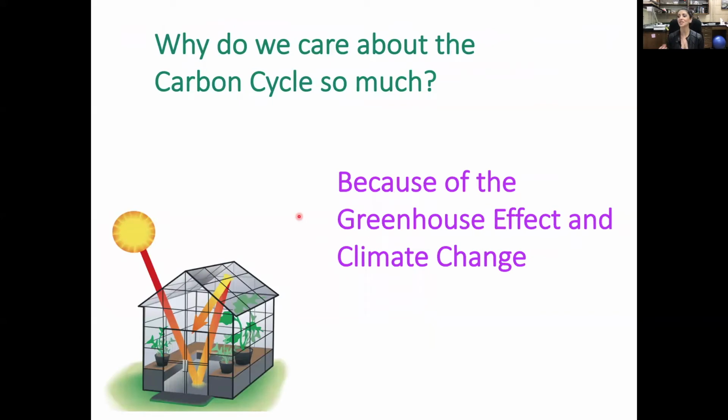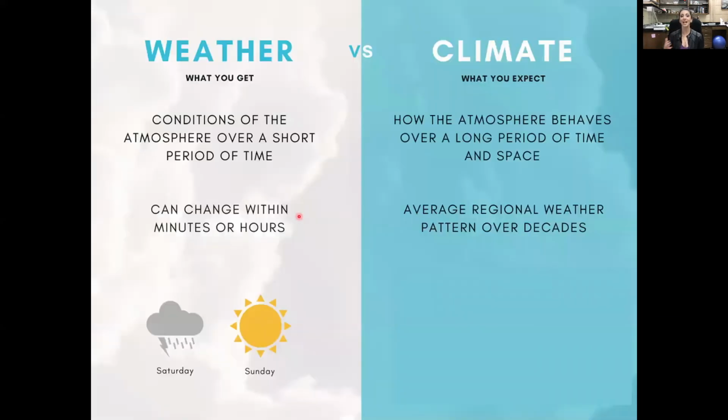It is because of the greenhouse effect and its direct implications for climate change. Now we have to go back to this idea of the difference between climate and weather. Some people conflate these two and they don't understand that there is an interaction between weather and climate, but they are two distinct things. So weather is what you get. These are conditions over a short period of time in the atmosphere. And weather can change, as we know in East Tennessee, on a scale of hours or even minutes.